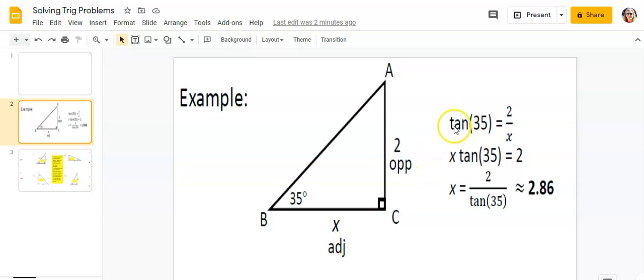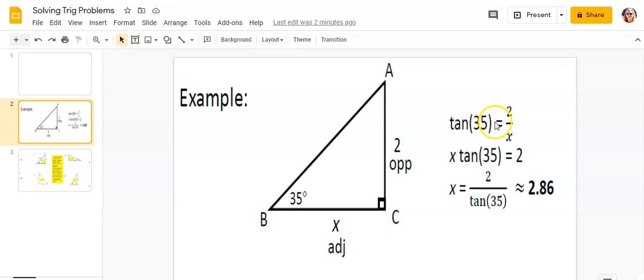So it's tan of the angle. Always put the angle in this parenthesis right here. Equals, and then you do the trig ratio. Opposite is 2, adjacent is the x. Once I have this part set up, I don't want my calculator quite yet. I want to get rid of the fraction.